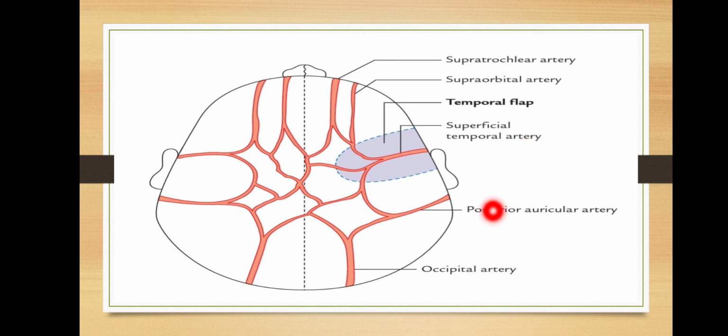So the first artery, supratrochlear artery, the second artery, supraorbital artery, and the third artery, superficial temporal artery will lie in front of the auricle. And next, the fourth artery, posterior auricular artery, and the fifth artery, occipital artery will lie behind the auricle. So this diagram you are supposed to draw when you get the arterial supply of the scalp.